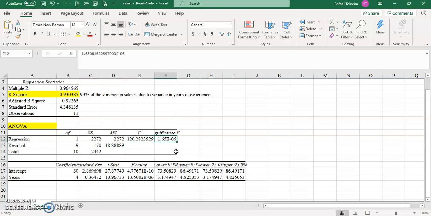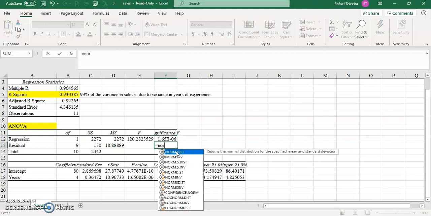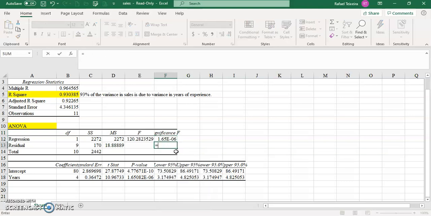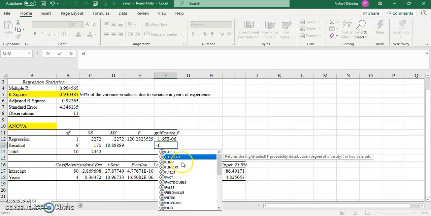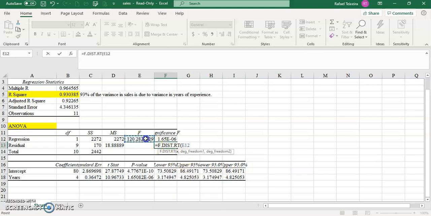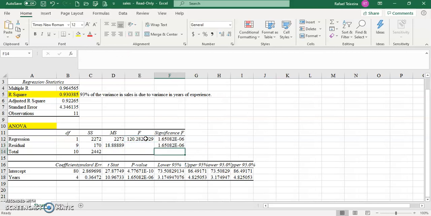And then the significance is the p-value. The p-value is equal to F distribution right tail, this formula right here, and this is the F. Degrees of freedom 1 is here, the degrees of freedom 2 is here, and then you get the same number. So this is where these numbers are coming from in the Anova table. Okay, so this is how you get the Anova table, and this is what they mean if you use the raw data.